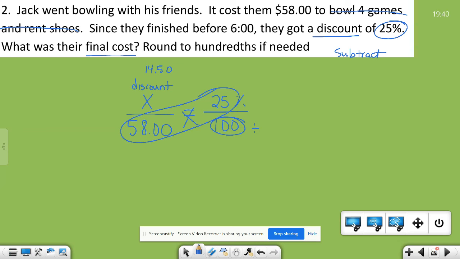So now it's saying, what is their final cost? Well, discount means to subtract. So now it's just basic math. Since we finished early, we get a discount of $14.50. And whenever we subtract that out, we actually end up paying $43.50.